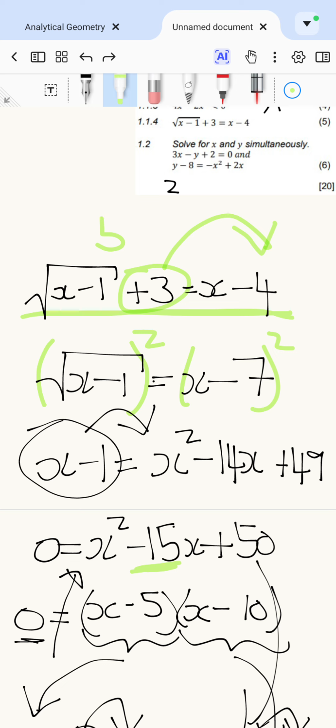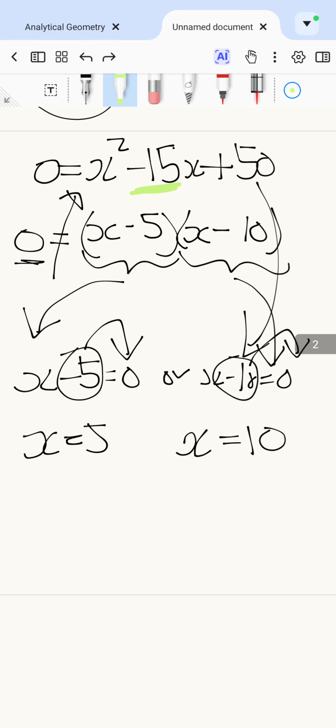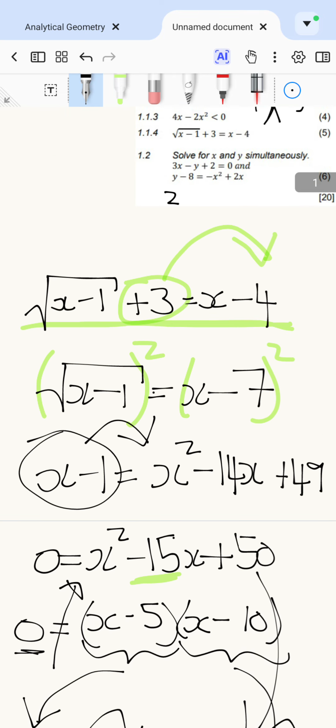So we have to throw the 5 away. Okay, so let's take our pen, and we throw the 5 away. It can't be 5. Let's test the 10. Okay, so 10 is in there. 10 minus 1 is 9. Square root of 9 is 3. 3 plus 3 is 6. So my left hand side would be 6 if I put in 10. Right hand side, 10 minus 4, also 6. Great. The left hand side and the right hand side are equal.